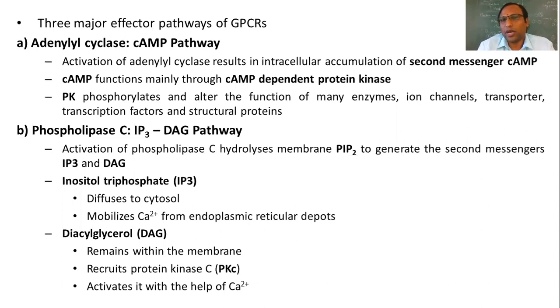The second pathway is the phospholipase C IP3 DAG pathway. In this, the activation of phospholipase C hydrolyzes the membrane PIP2 to generate the secondary messengers IP3 and DAG. Due to this, the inositol triphosphate, IP3, diffuses to the cytosol, and the Ca2+ also mobilizes from the endoplasmic reticulum stores. It starts to move out from there.